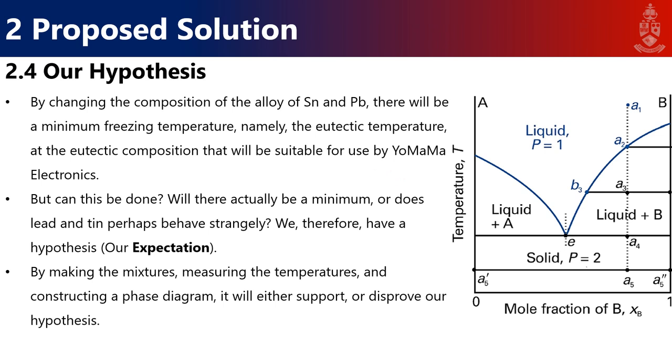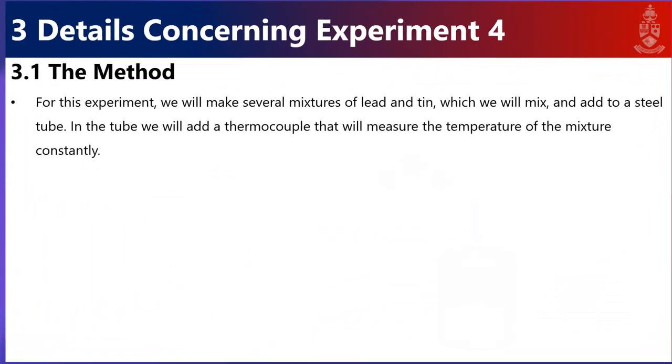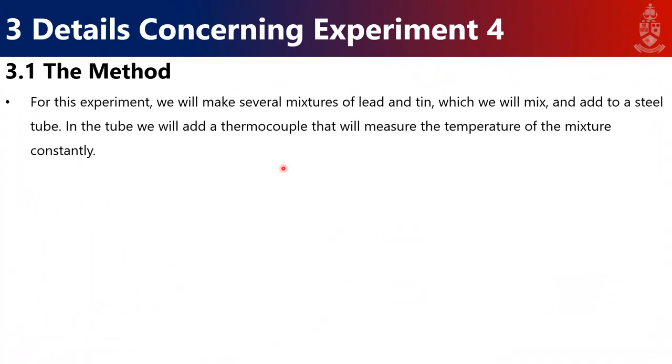But anyway, okay, so let's get into what the method for experiment four is. For experiment four, you will be making several mixtures of lead and tin, and then you will add them to a steel test tube, and you will measure their cooling rates or their cooling graphs. So in other words, measure the temperature of their cooling over time.